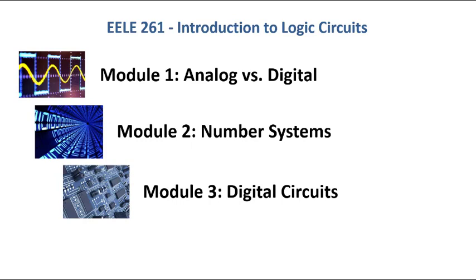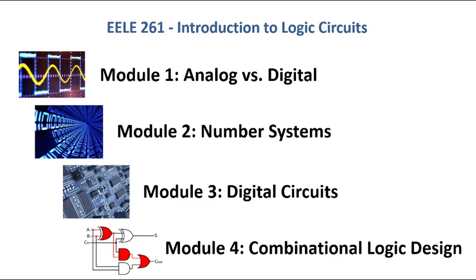So we look at power supplies and grounding and logic levels and get to the point where we understand how you build these circuits. Then we move into actually designing combinational logic circuits. A combinational logic circuit is the first kind of digital logic system that we learn how to design.